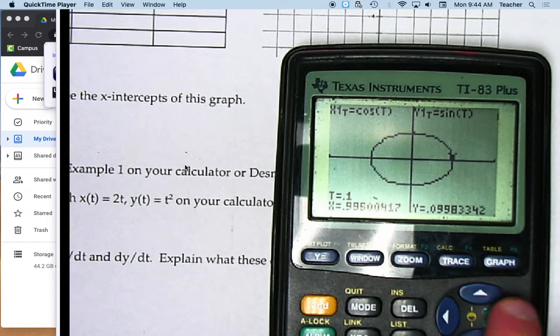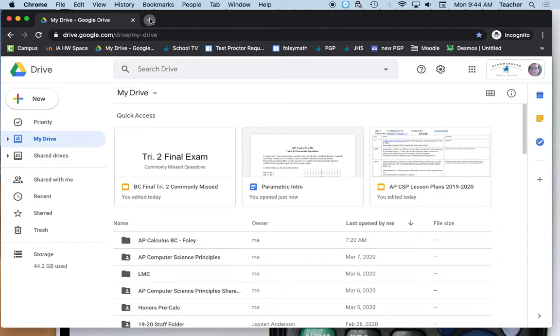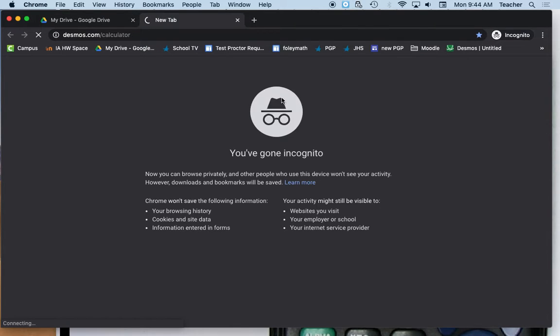I can trace out, I can see the t value as I'm tracing, and so I'm sort of imagining as time goes on, this particle is moving around this graph, and I'm seeing the x and y coordinates at those times. You can do a similar thing on Desmos.